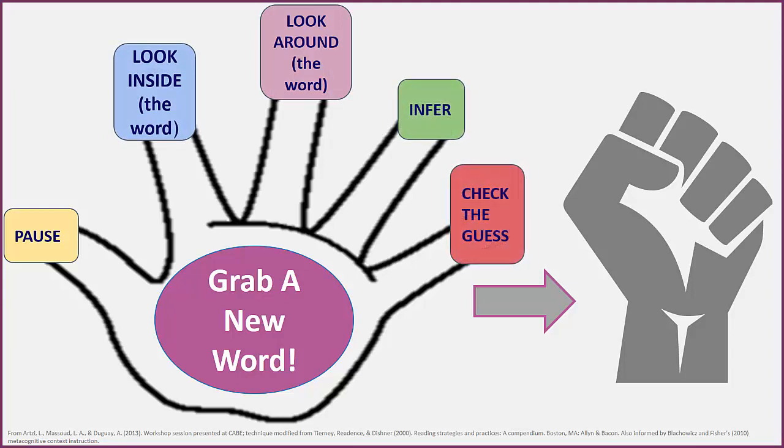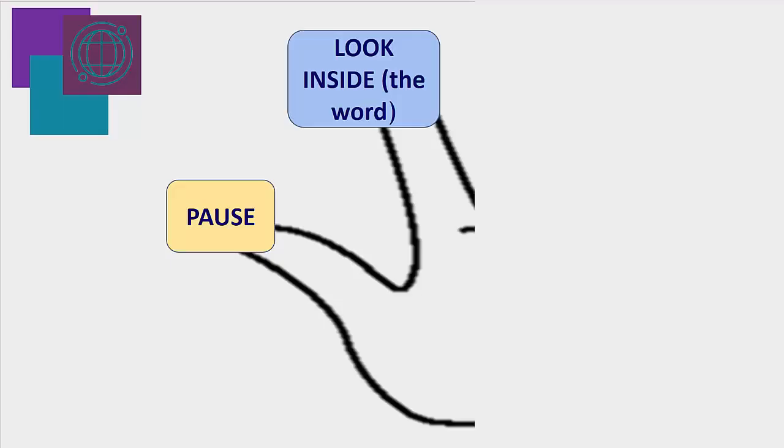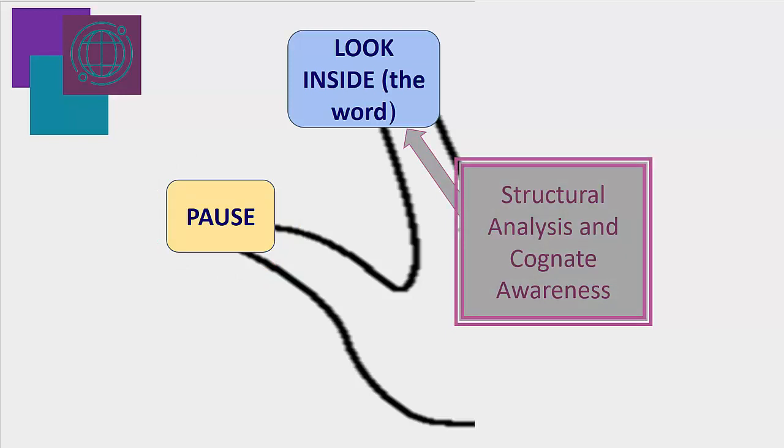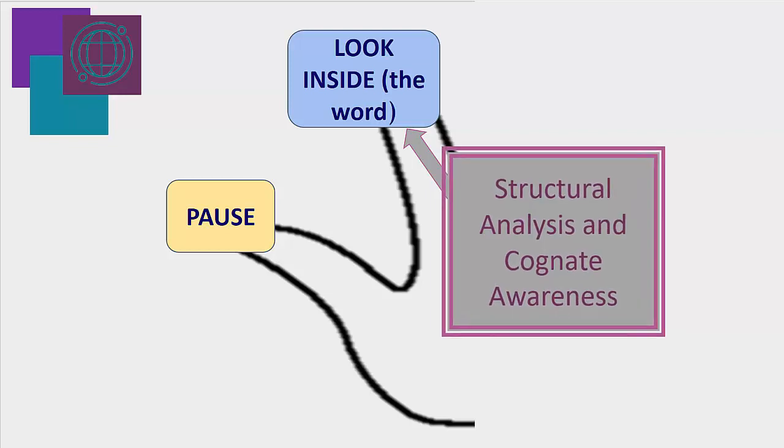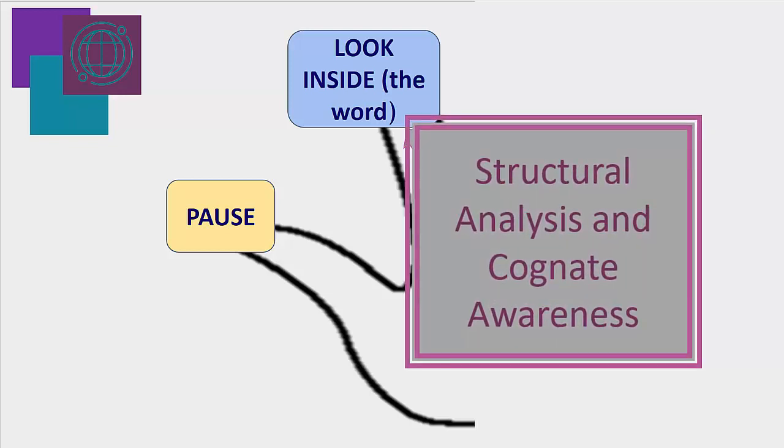There's a lot going on within this process, so let's break it down a bit. We'll start by examining the first 2 steps, or fingers, shown here. First, you want to pause. Stop reading and allow time to see and think. Then look inside the word. Look at the word itself. Notice spelling, prefixes, suffixes, and any similarity to their first language to help learners make that connection. Here you are using structural analysis and cognate awareness to support independent word learning.